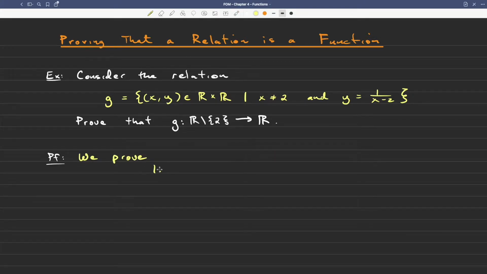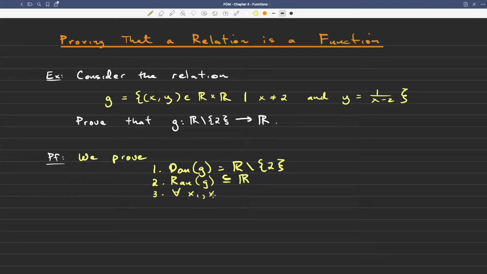So we're going to prove 1, domain of G is exactly equal to R minus the singleton 2. 2, that the range of G is contained in R. And 3, we're going to prove the function property that for every, let's say, x1 and x2 in the domain of G, if x1 equals x2, then f of x1 equals f of x2. So equal inputs give equal outputs.